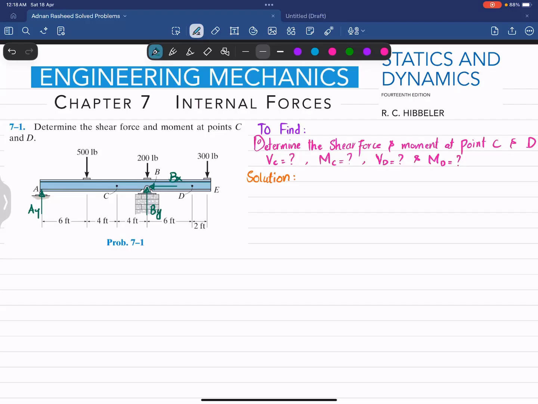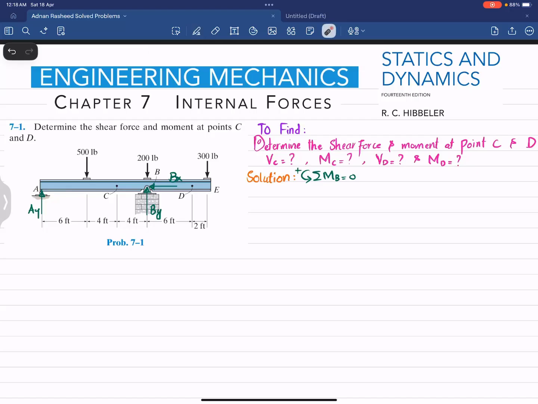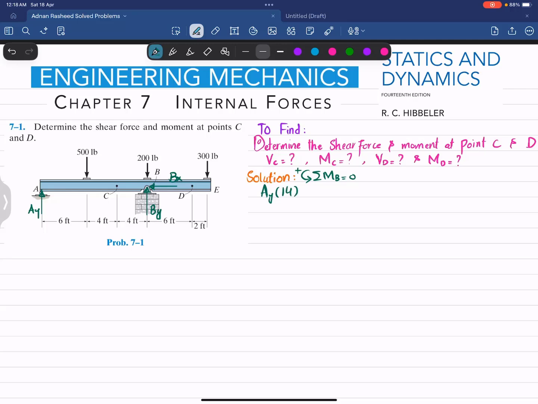So first equation of equilibrium we will apply is sum of all moments about point B should be equal to 0, and taking the counterclockwise moment as positive. So you can see about point B, as this force and this force are passing through point B, they are not producing moment. So first moment will be produced due to this force Ay, and the perpendicular distance is 14 feet. This is producing clockwise moment, so it will be taken as negative. So I can write it as Ay multiplied by 14 feet, and this is negative.